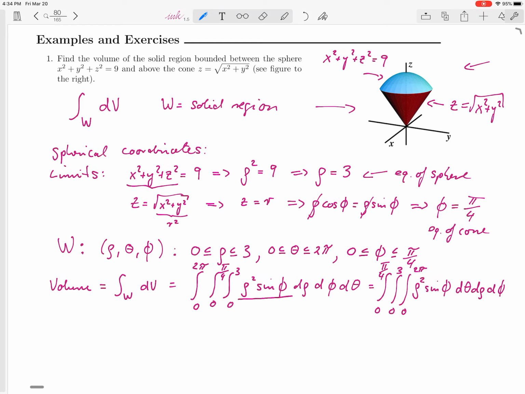So as I just said, our integrand right here doesn't depend on theta. So when I integrate with respect to theta, I just get 2 pi, because that is the distance from 0 to 2 pi. And then I'm left with the integral from 0 to pi over 4, the integral from 0 to 3, rho squared sine phi d rho d phi. Okay, I need a little bit more space.